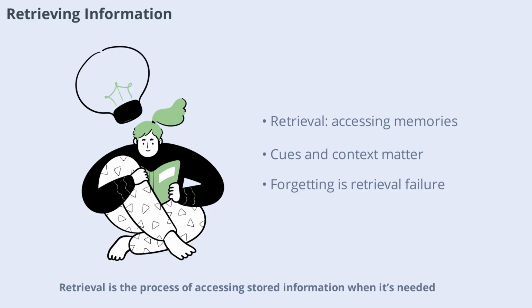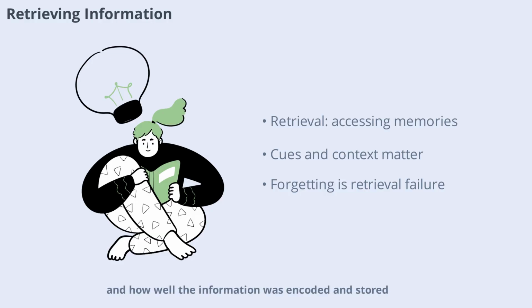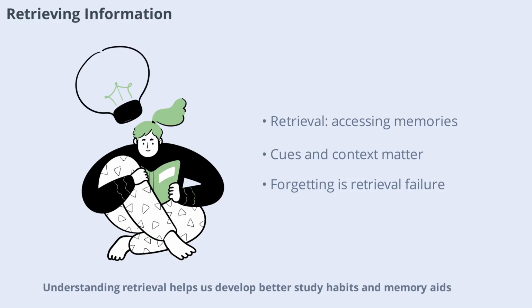Retrieval is the process of accessing stored information when it's needed. Sometimes retrieval is effortless, like recalling your name, while other times it requires more effort, such as remembering a historical date. Retrieval can be influenced by cues, context, and how well the information was encoded and stored. Forgetting often occurs when retrieval fails, not because the information is lost, but because we can't access it. Understanding retrieval helps us develop better study habits and memory aids. Next, let's look at the different types of memory in more detail.